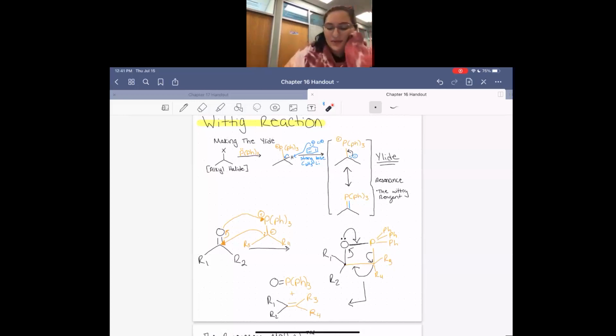One thing I do want to mention about the Wittig reaction is this is different from all the reactions because it is not reversible. Because you make a carbon-carbon bond.